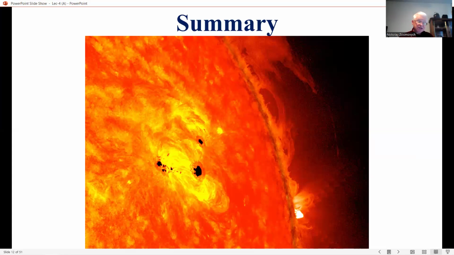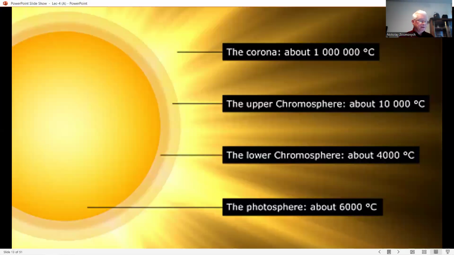Dark sunspots come and go on the sun, but only rarely are they large enough to be visible to the unaided eye. The solar atmosphere consists of 3 layers of hot, low-density gas: the photosphere, the chromosphere, and the corona.